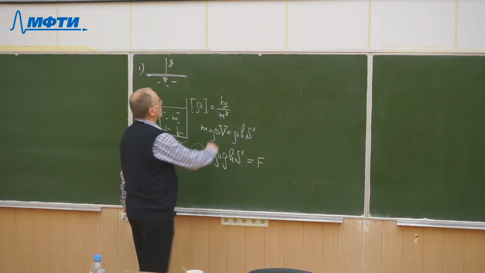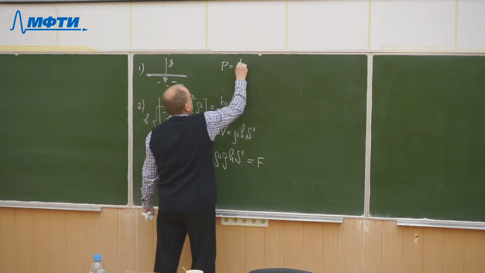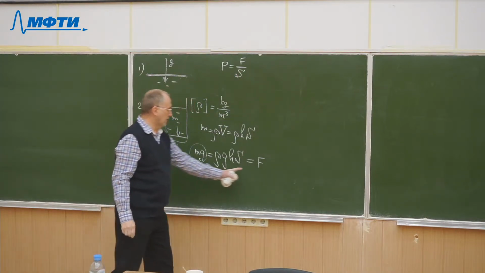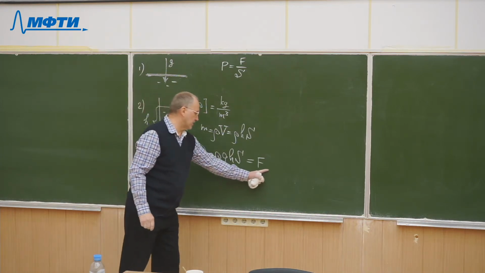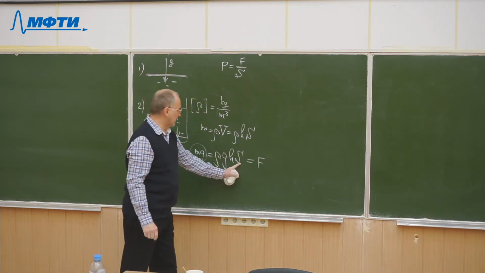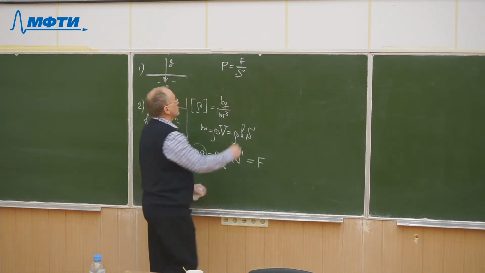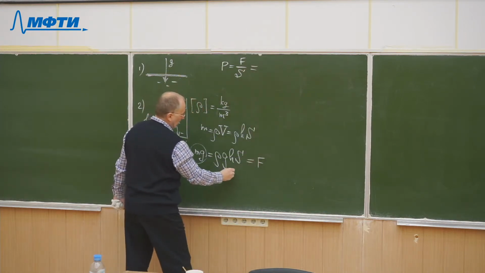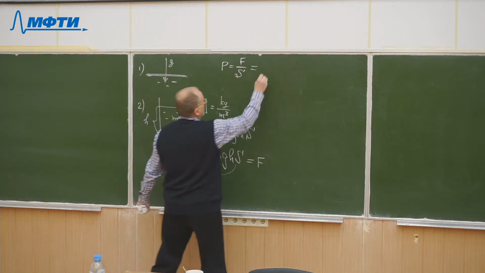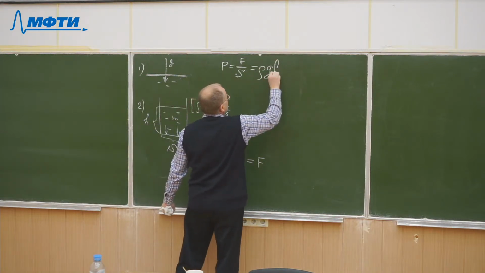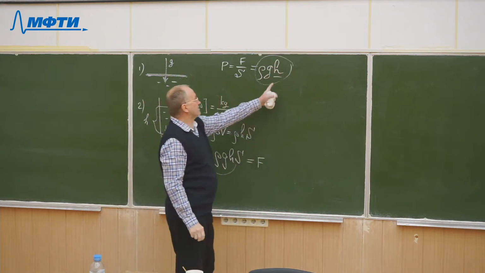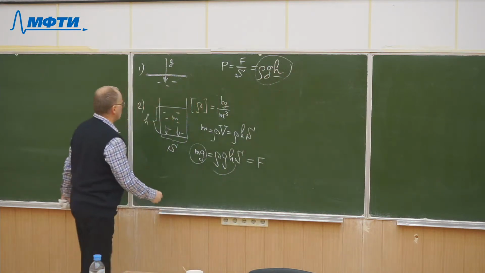And we know that the pressure is defined as the force acting on a unit area. So if we take this equation and divide it by S, we will find pressure, which is force divided by S, and pressure from this equation will be equal to rho g h. So this is the pressure of liquid at the depth h, whatever h you take.